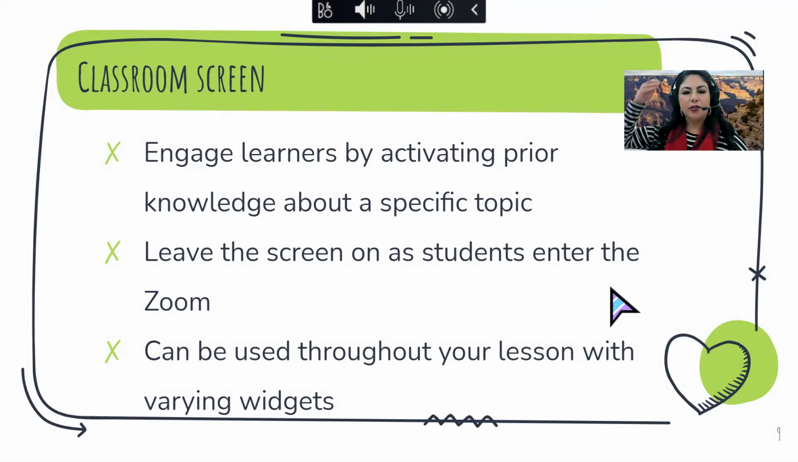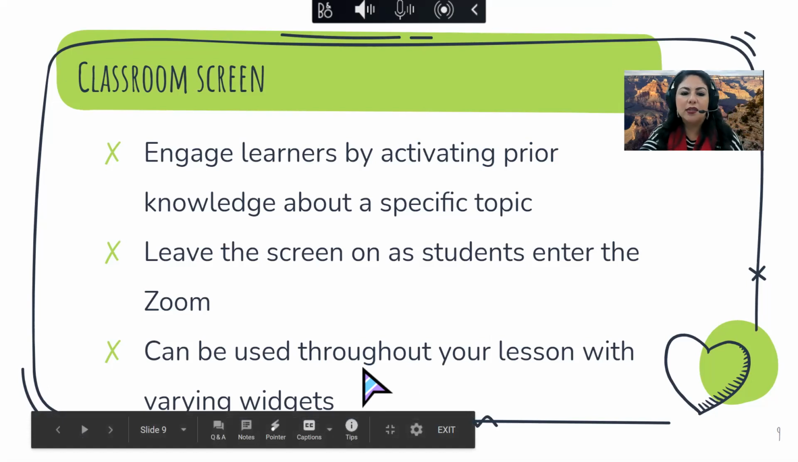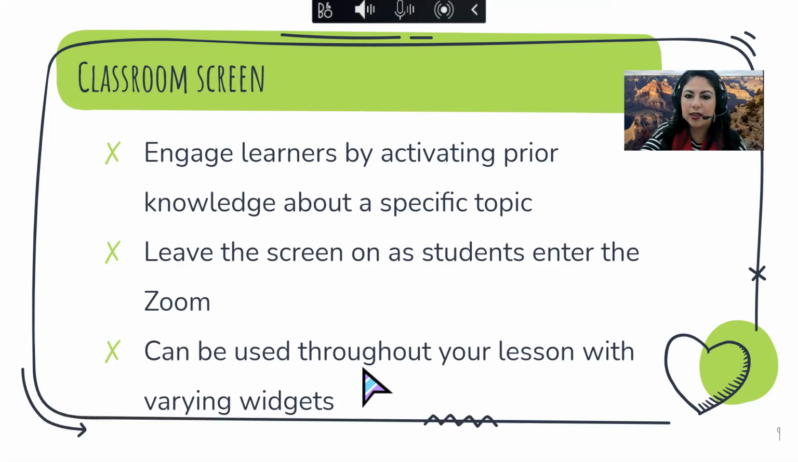And so you can engage learners by activating prior knowledge. You can leave that screen on as students enter the Zoom. You can have it as your shared screen, and then you might have some type of bell work or a sponge activity like they do in secondary, or what I used to call morning work in fourth grade, as they're walking into the class while they're waiting for everybody to join. I had a specific activity for them so that they were ready and engaged for learning. It can also be used throughout your lesson with varying widgets. So we're going to go ahead and take a look at that.